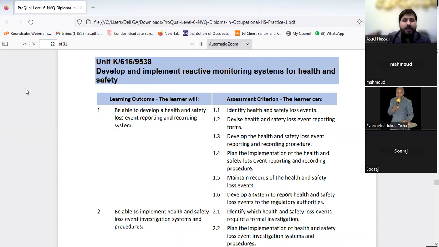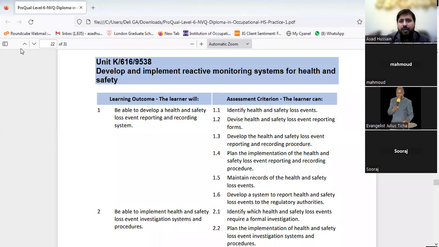So here today we are going to discuss the NVQ Level 6 Unit Number 7, develop and implement reactive monitoring systems for health and safety, and the unit number is K/616/9538. It is Unit 7 of this qualification. It consists of 6 learning outcomes, and in total we have 27 assessment criteria.